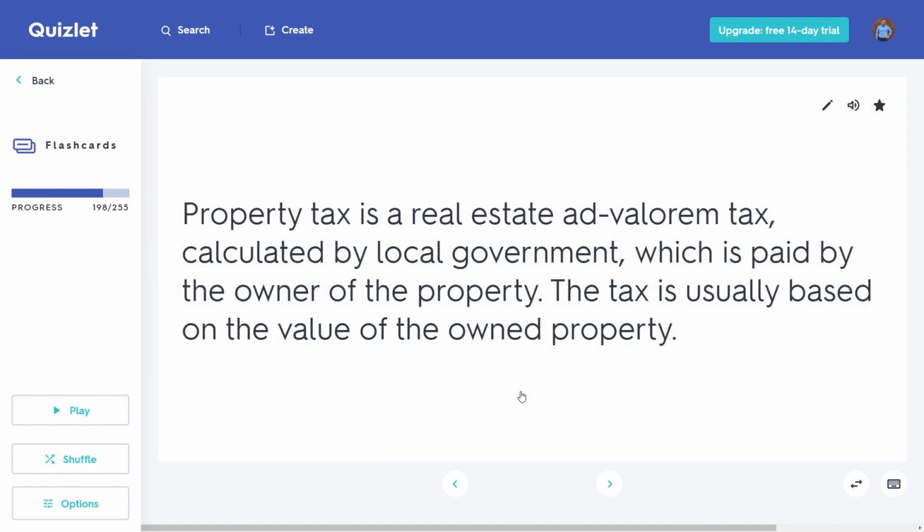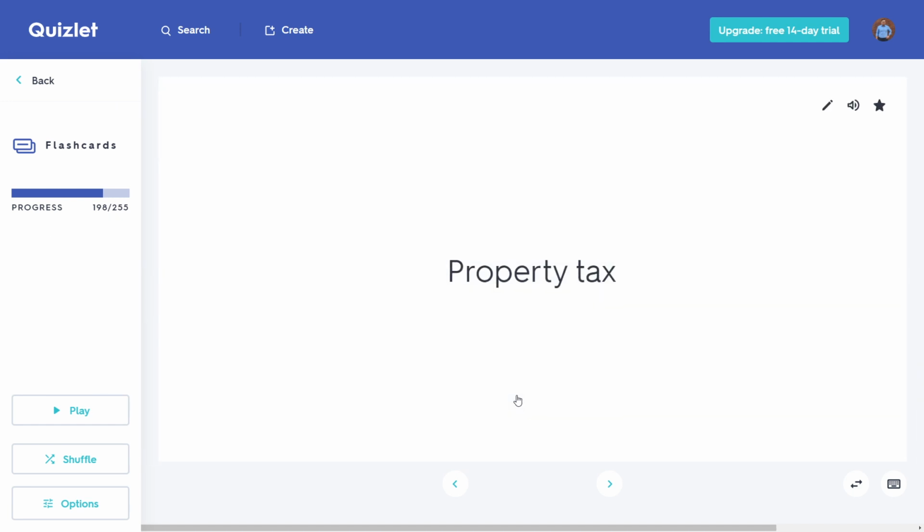It is a real estate ad valorem tax. Remember, we talked about ad valorem earlier? Basically, it's calculated by local government, which is paid by the owner of the property. The tax is usually based on the value of the owned property. So, here's another fun fact about property tax.